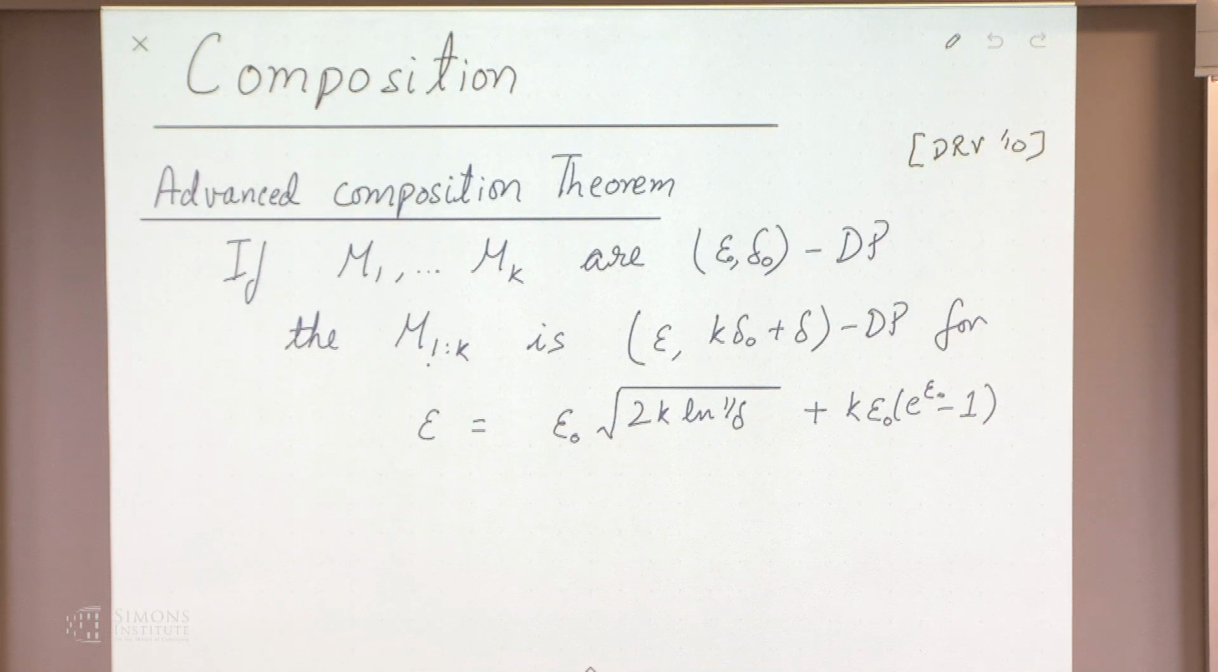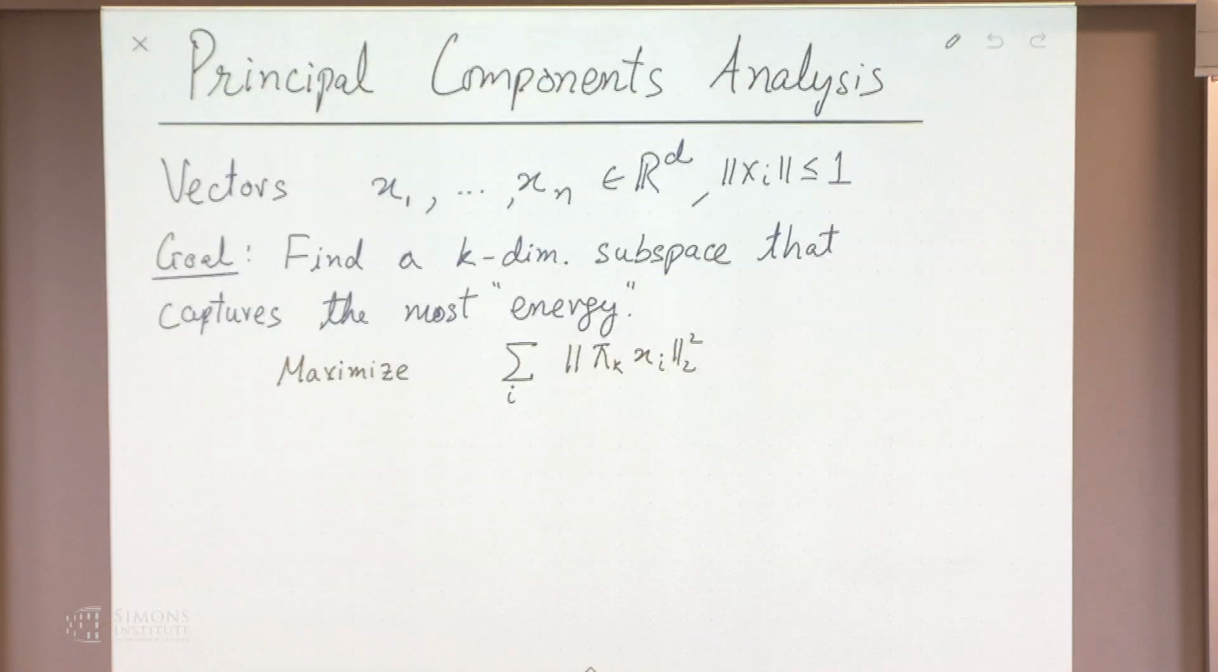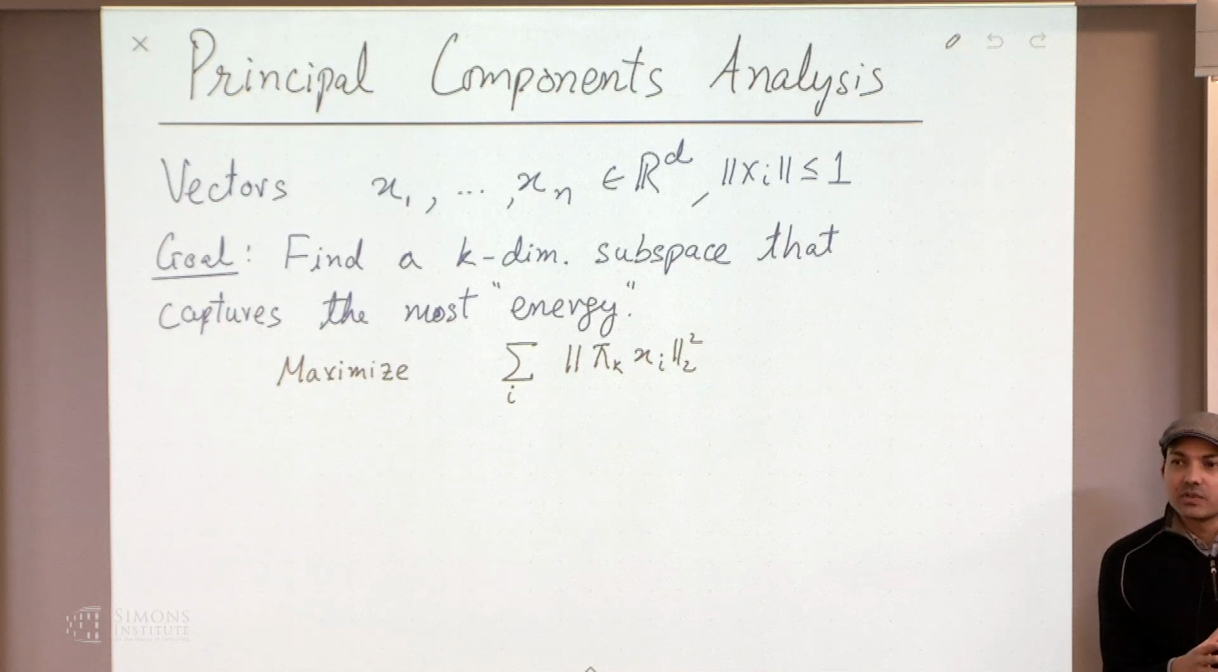Good. Okay, so we have done a fair bit of the basics of differential privacy. Let's start doing some machine learning. So I'll start with one of the basic problems in unsupervised machine learning, which is called principal components analysis. I chose this because in this case, the mechanism is particularly simple and easy to explain, and it actually has all the nice properties that you would want from a differentially private machine learning algorithm.